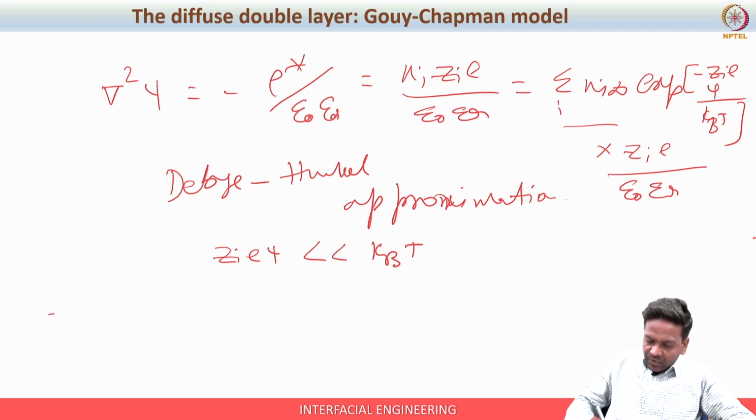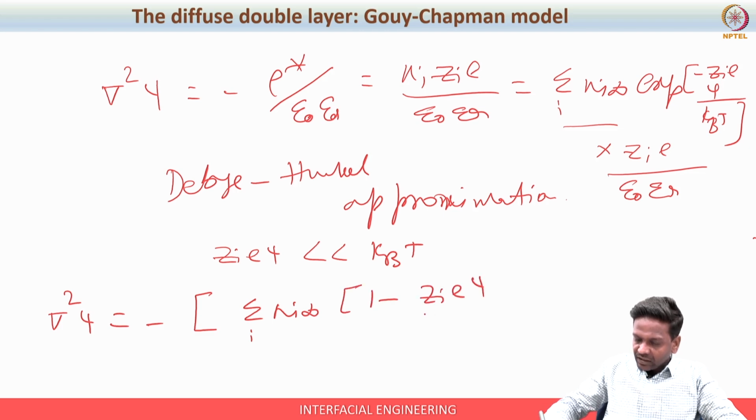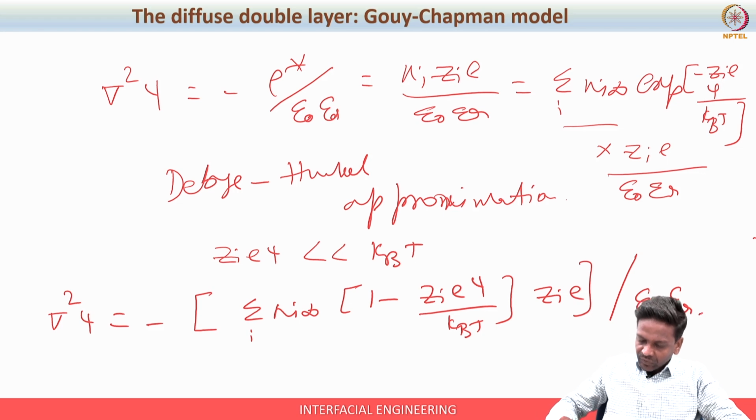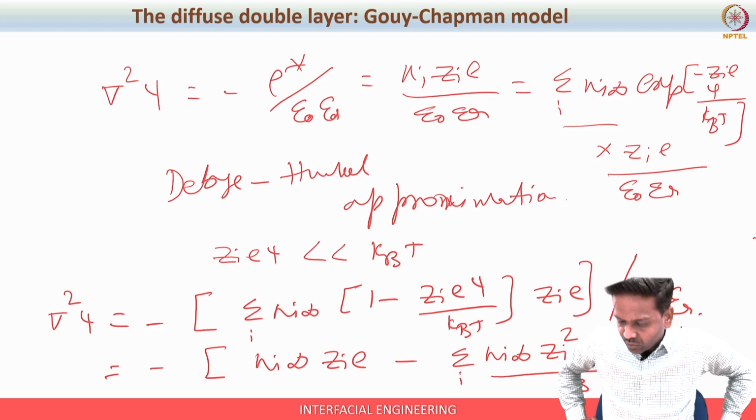In such a case, if I have to expand this, del square ψ will be minus the summation over i of Ni∞ times (1 − Zi e ψ / kBT), and then outside you have Zi e divided by ε0 εr. So, if I expand, I will have the summation of Ni∞ Zi e minus the summation of Ni∞ Zi² e² ψ / kBT, divided by ε0 εr. So, this is what exactly we will have.